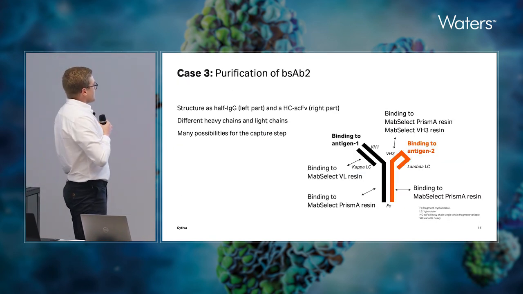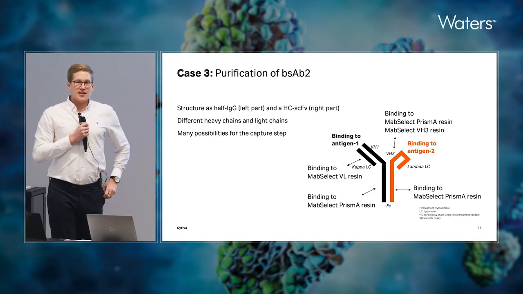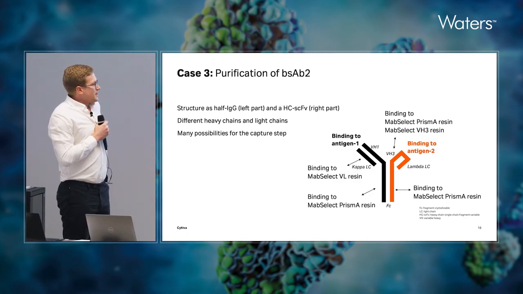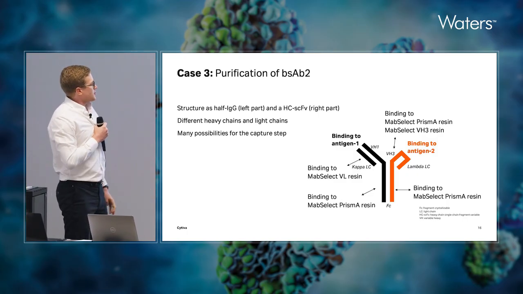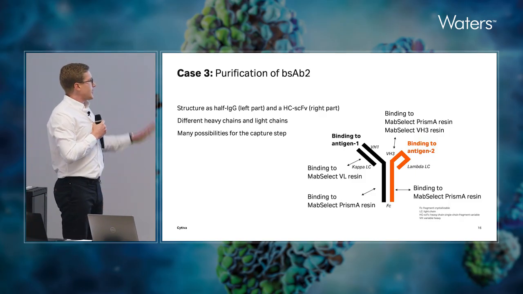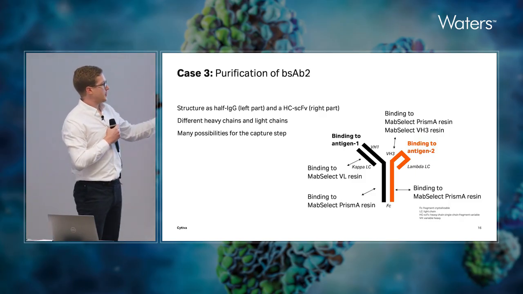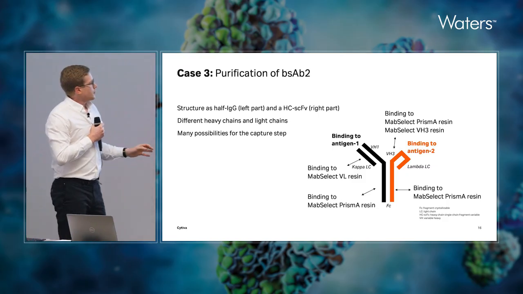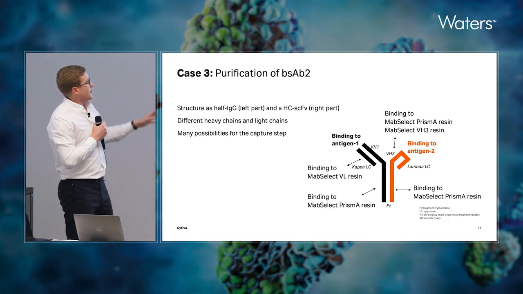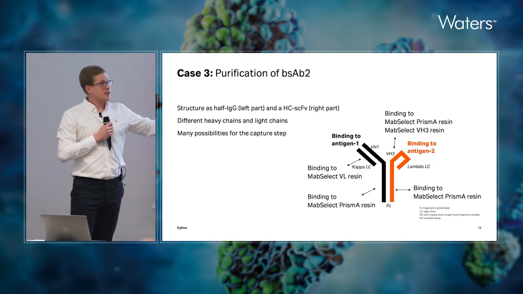Now we'll move over to case 3, which is the second bispecific antibody. This one is a little bit easier, at least in terms of structure. The left part in black is similar to half an IgG, so it has a kappa light chain and then a heavy chain. The right part in orange is a heavy chain, single chain FV.